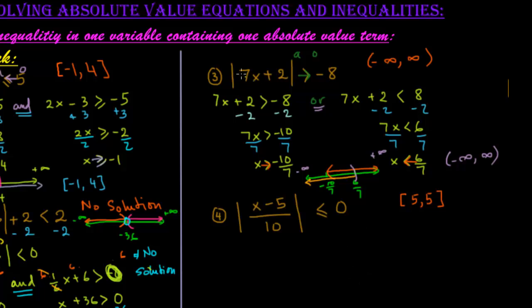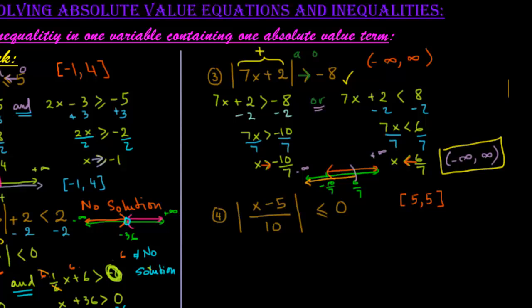On number 3, we have an absolute value. As we know, it always gives you a positive number, and a positive number is absolutely greater than negative 8. That is a true statement. That's why we have all real numbers as the answer.